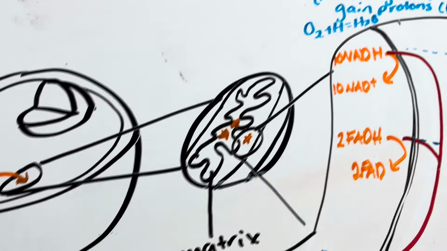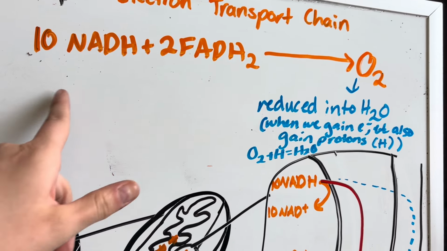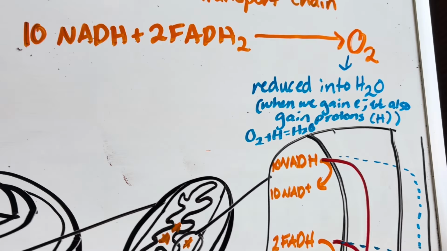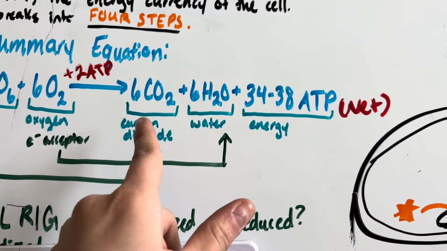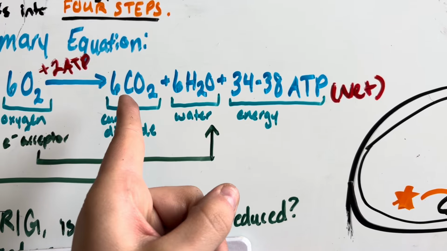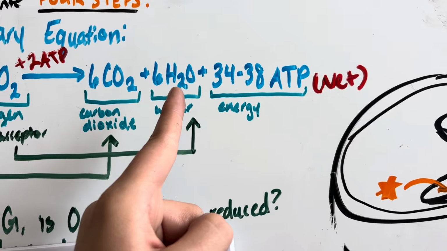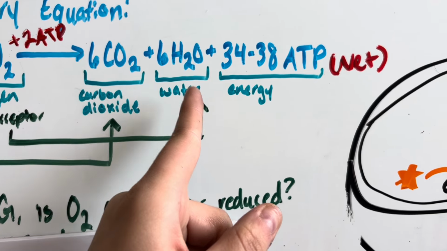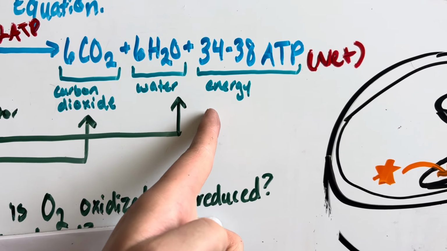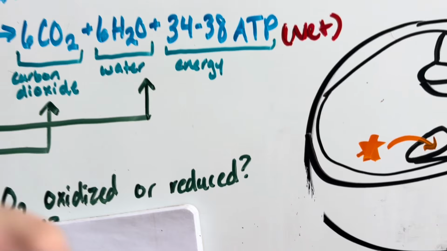And I don't think I did this equation completely. I don't think I wrote it out all the way, but all you need to know, this is the CO2. We finished that with our citric acid cycle. This is our water. We finished it with our electron transport chain. And this is the amount of energy that we gain from the whole process.